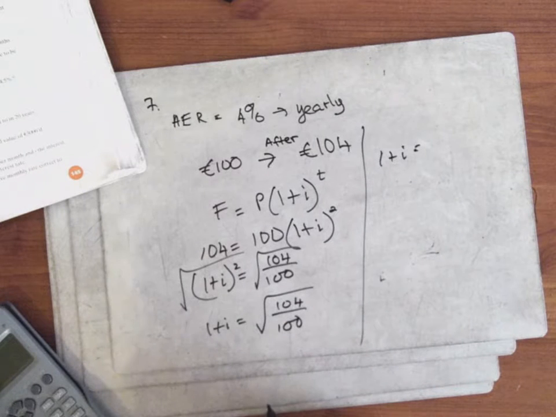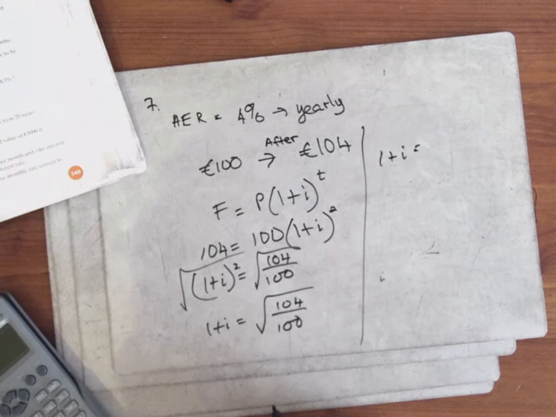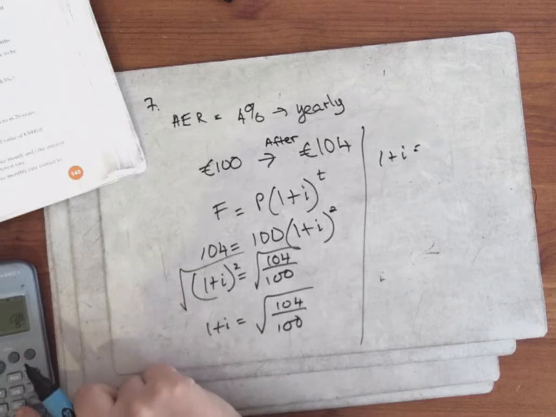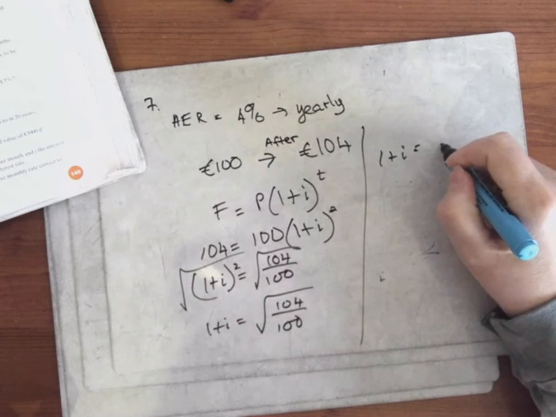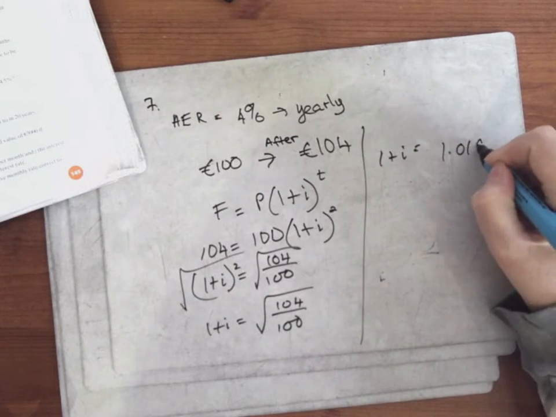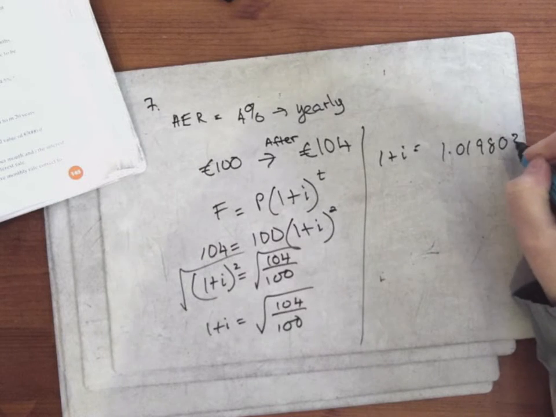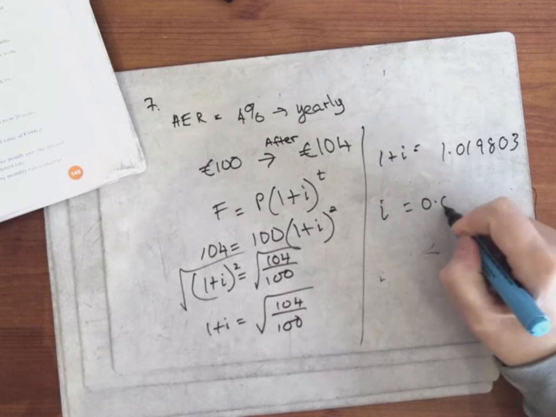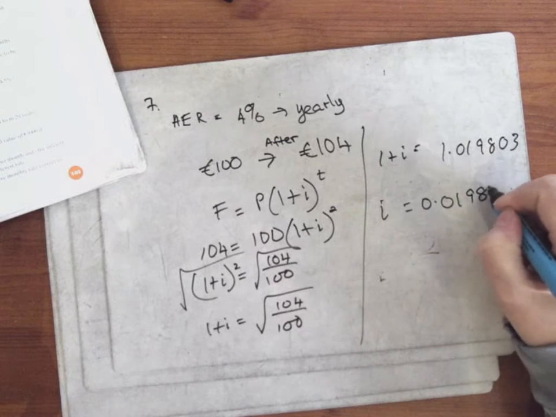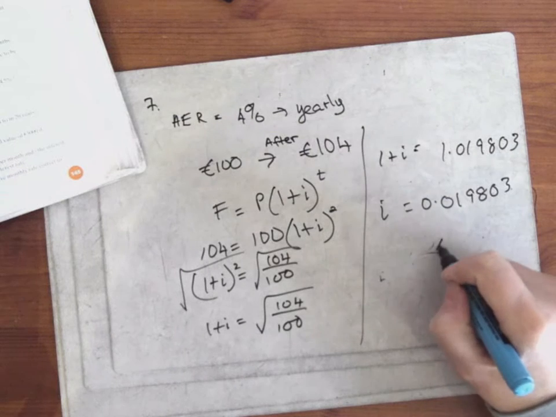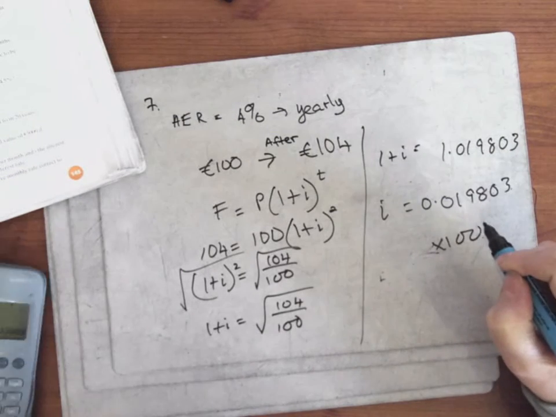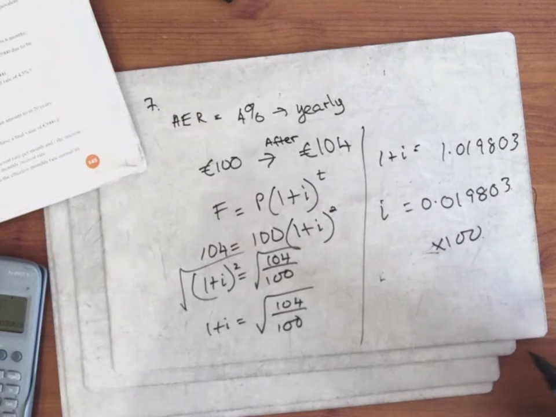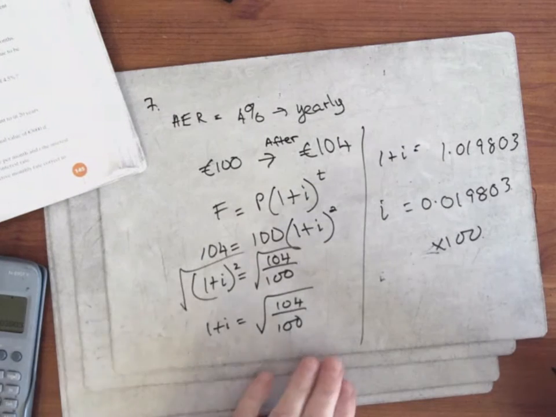So when you sort that out, you get 1 plus I is equal to the square root of 104 over 100, and when you sort that out you'll get 1.019803, etc. So that means I is equal to 0.019803 when you bring over the 1, and turn it back into a percentage. So multiply by 100, and they said give your answer correct to 4 significant figures. That means you write 4 numbers.